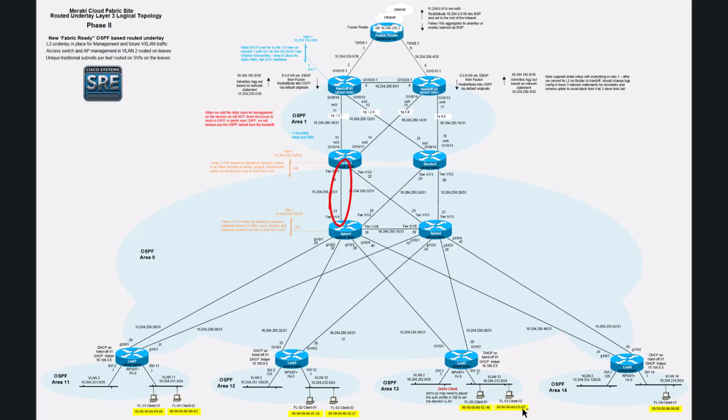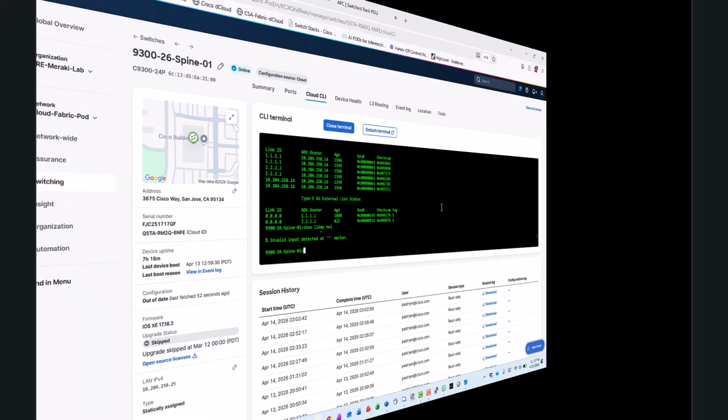This is the one link that was carrying VLAN 1 for all of our leaf switches so they could get to the Meraki dashboard. But now that all the leaf connections have been converted to layer 3, we can remove that VLAN 1 connection and make it a layer 3 connection. Okay, let's stop talking and let's make it so.